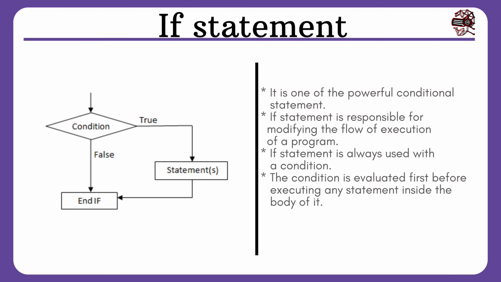C, #include, int main, int num1 equals 1, int num2 equals 2, if num1 < num2, // condition, num1 is less than num2, printf num1 is smaller than num2, return 0. Output: num1 is smaller than num2. In this example, the condition num1 < num2 is true, so the statement inside the if block is executed, resulting in the num1 is smaller than num2 message.